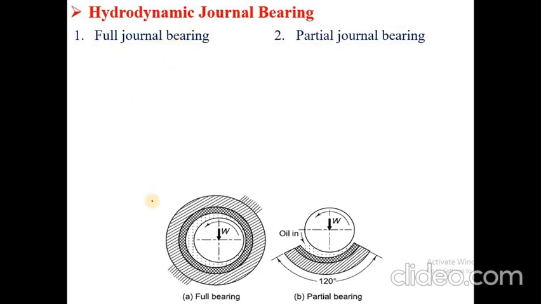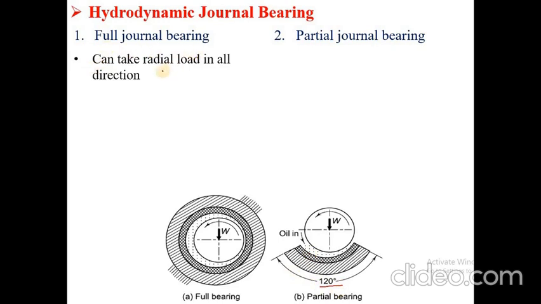Next is hydrodynamic journal bearing. Now they are classified into two: full journal bearing and partial journal bearing. Now in case of full journal bearing, here you can see in the diagram that the arc of contact or angle of contact between the journal or shaft and the bush is 360. Whereas in case of partial bearing, the angle of contact between the journal and the shaft is less than 180. It is always 120 degree. There is a differentiation over here.